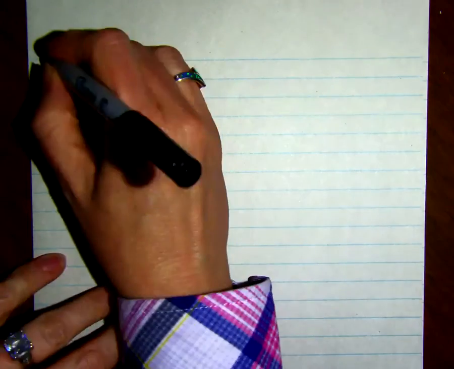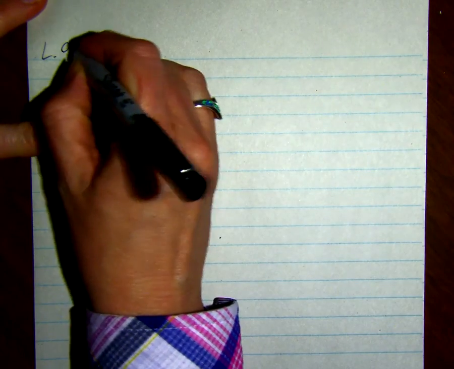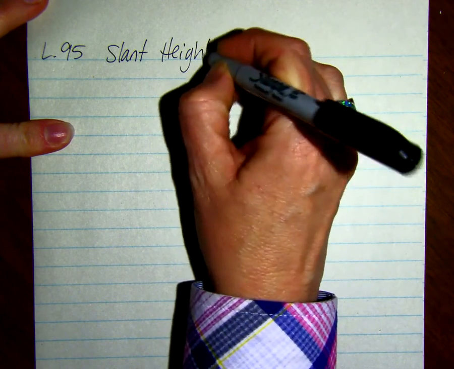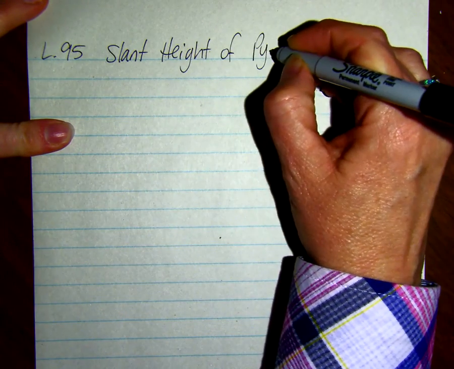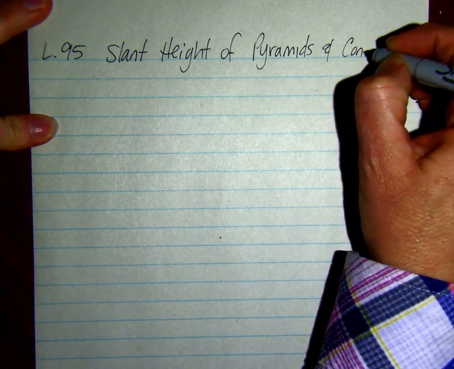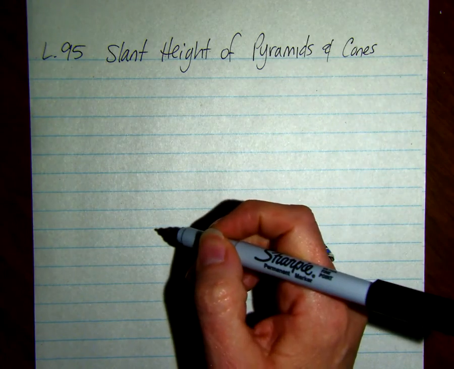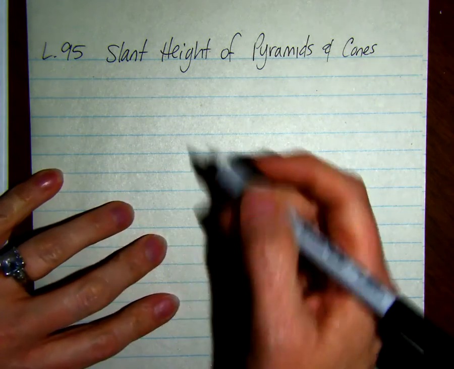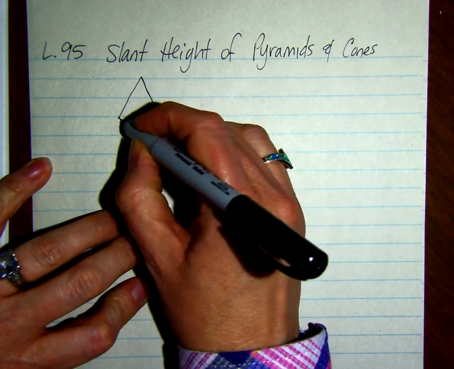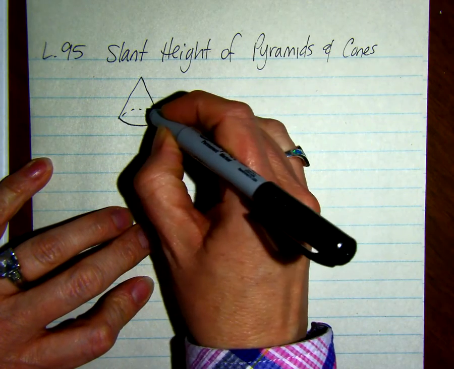Lesson 95, slant height of pyramids and cones. The slant height of a cone is basically how long the slanty side of the cone is.